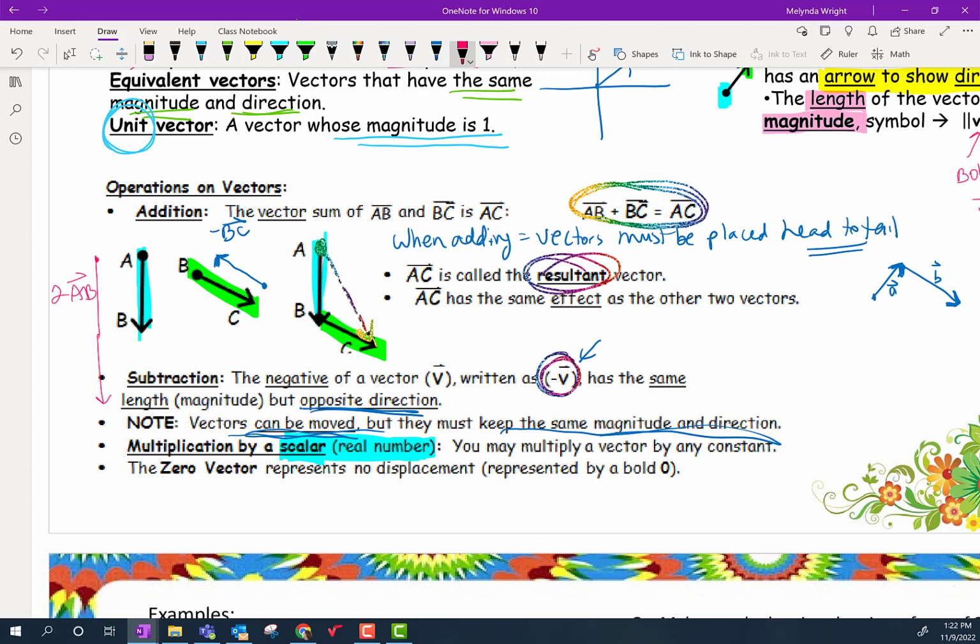The 0 vector represents no displacement. We don't really do much with a 0 vector, but they're just calling it out as a vocabulary word. It's a bold 0 or a 0 with a half arrow over it. And those are our vocabulary words for this section. Are there any questions about any of the concepts or vocabulary words that we're learning? Okay.